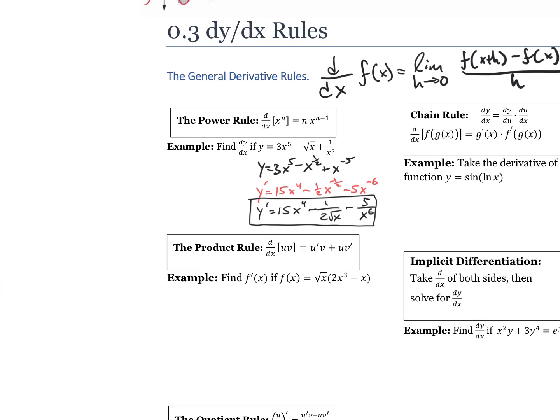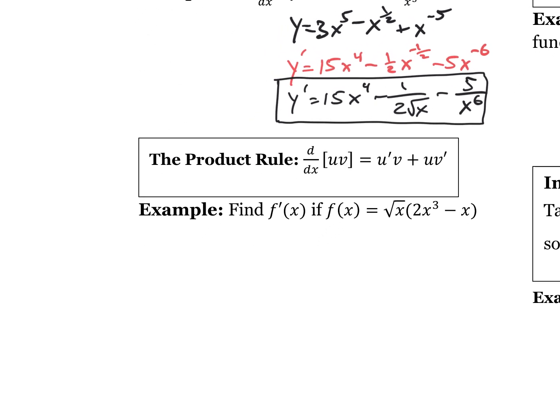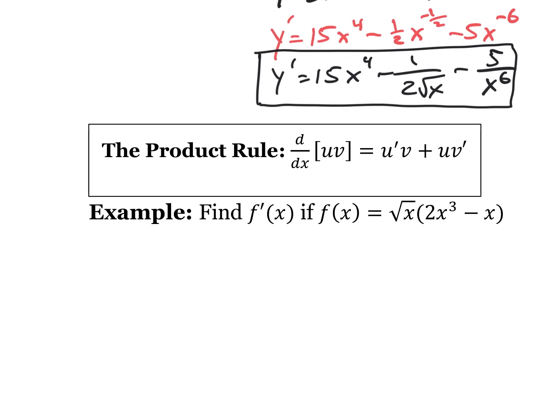All right. Let's go to the product rule. We'll save the chain rule there. So the product rule says if we have two things being multiplied and we want to take the derivative, we take the derivative of the first times the second plus the first times the derivative of the second. So we got this sum. In one of them we take the derivative of the first one, in the other we take the derivative of the second one.